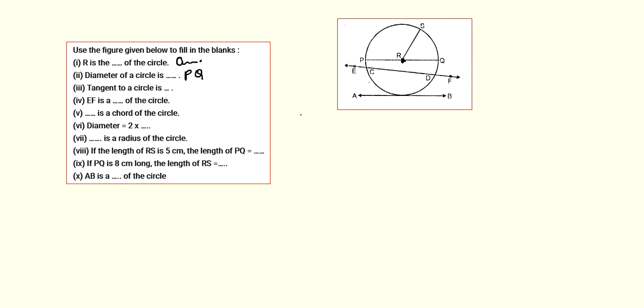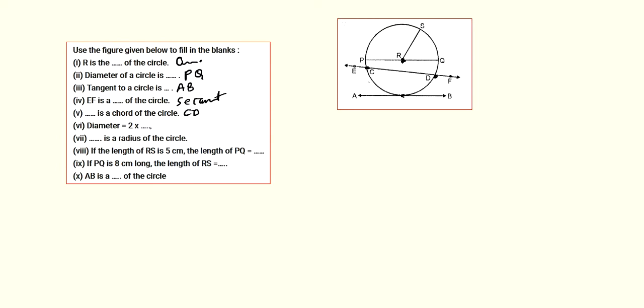Tangent to a circle. As I explained to you, a tangent touches the circle only at one point outside. As you can see, AB touches the circle at this point, so your answer is AB. EF is a blank of the circle. This EF is a secant. Then blank is the chord of the circle from point C to D. CD is a chord of the circle.